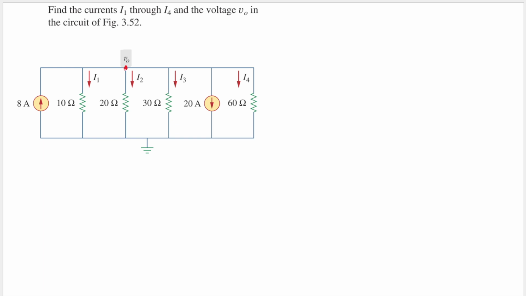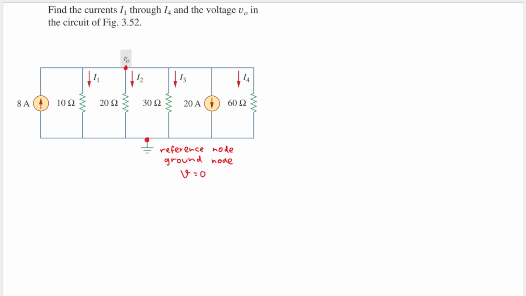All of this, from here until there, is V0. And this is our reference node. This symbol is our reference node, or some people say this is the ground node. What does that mean? That means that the voltage here is equal to 0, right? Because this is the reference node.